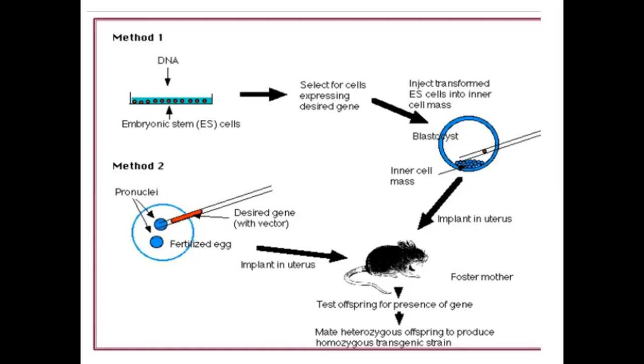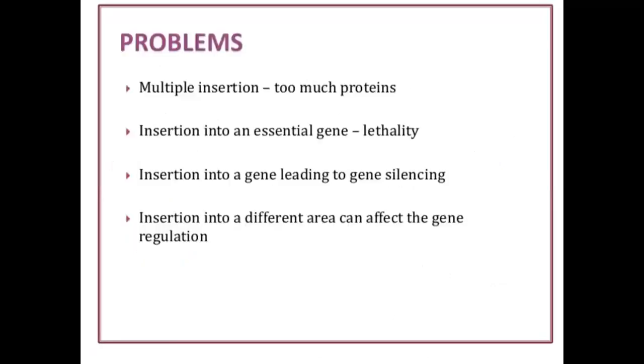Then this can be implanted into the uterus of a rat, for example. We take the white rat, which is said to be the foster mother. Then they produce the offspring, and we test the offspring for the presence of the gene. Whether the gene is present or not, we have to screen them. Then it should be mated with a heterozygous offspring if we want the homozygous transgenic strain.